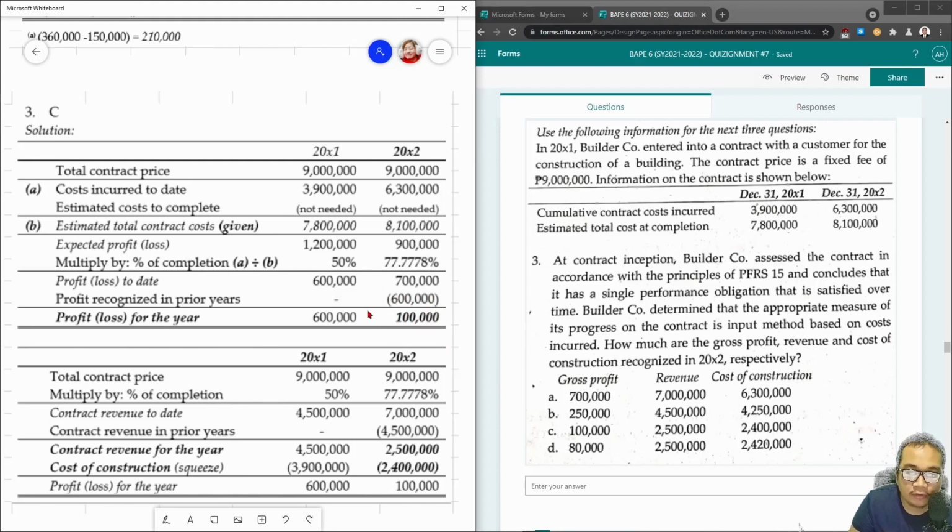So, 600 for 20x1, 20x2, it's 100. So, meron na tayong gross profit, di ba? Meron tayong gross profit, 100.